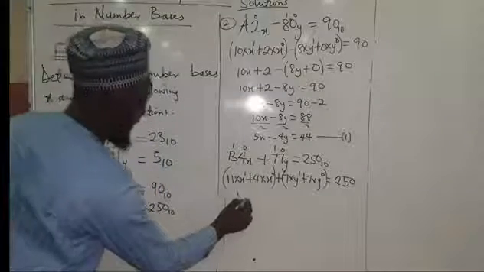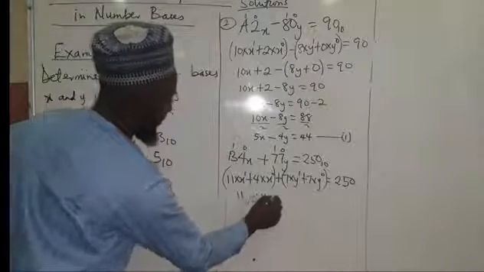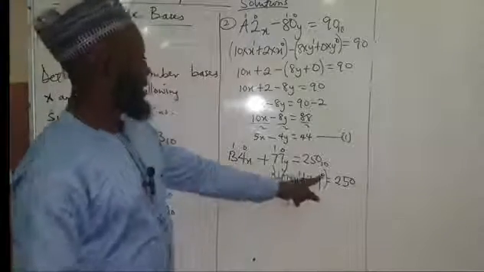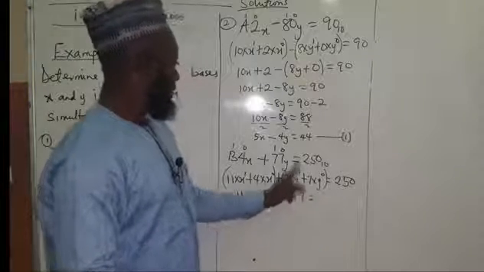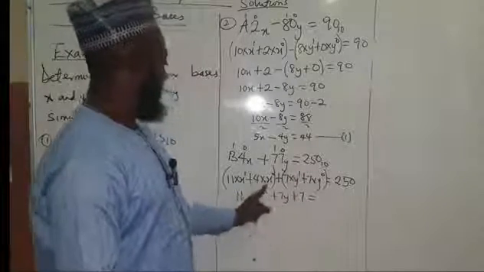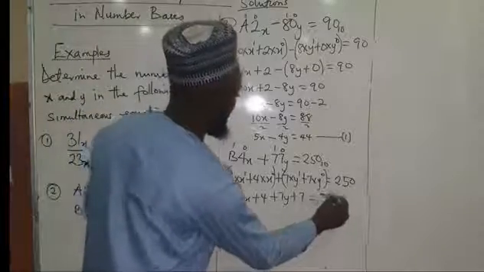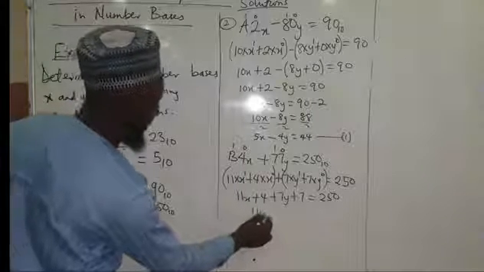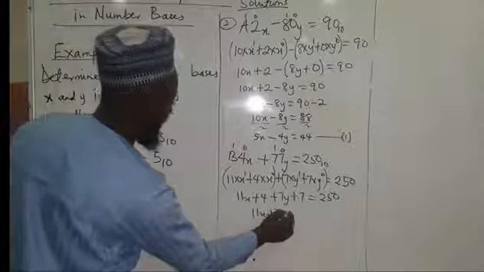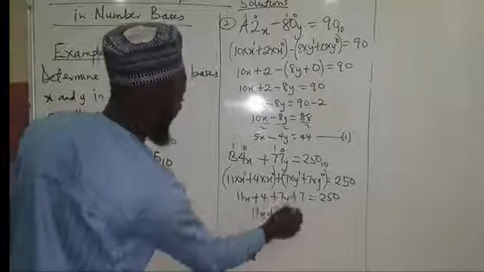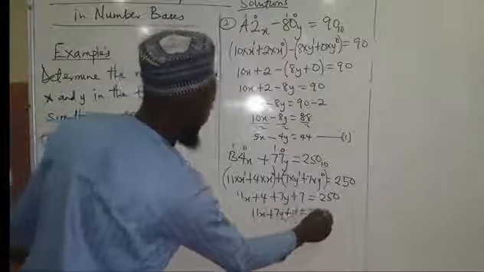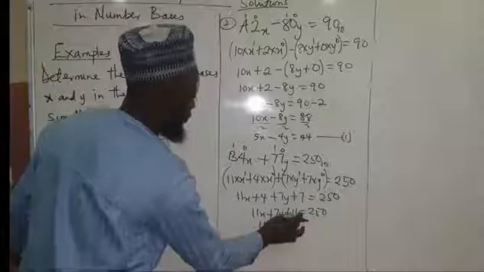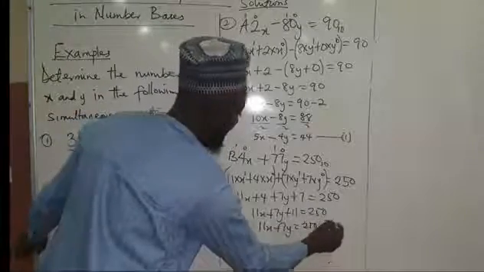So this gives 11x plus 4 plus 7y plus 7, because y raised by 0 is 1 times 7 is 7, and y raised by 1 is y times 7 is 7y. This is the same thing, equals 250, all in base 10. So this will then give us 11x plus 7y plus 4 plus 7, that is 11, equals 250. So that means this will give us 11x plus 7y equals 250 minus 11.